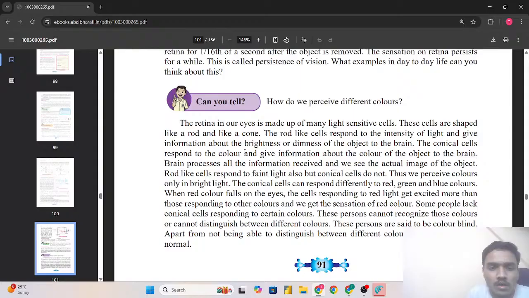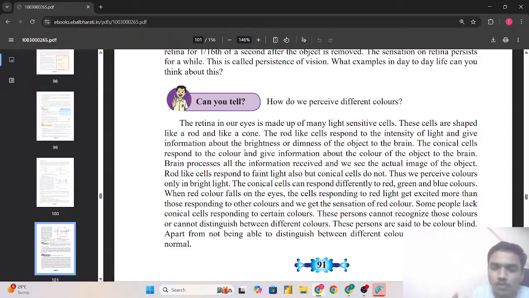So rod-like cells respond to the faint light also, but conical cells do not. Thus, we perceive colors only in the bright light. The conical cells can respond differently to the red, green, and blue colors. So, as we can observe this, suppose एक शॉप है और उसके जो नेम प्लेट है उसमें अगर रेड कलर यूज किया होगा, ग्रीन कलर यूज किया होगा, ब्लू कलर यूज किया होगा, so we are able to see that our eye cells are responding differently as per the color. So the cells which are responding for the color, those are the conical cells.